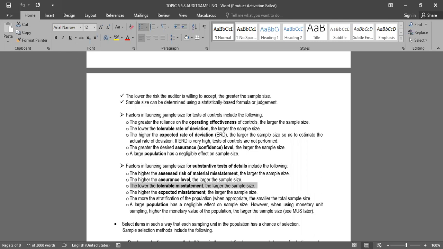Then a large population has a negligible effect on sample size. The size of a population does not tell us how we should sample. It's supposed not to really give us any influence just because the population is large.